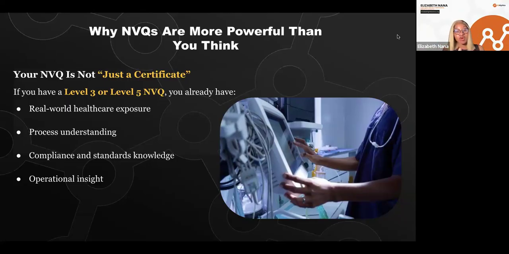Now, here is the key shift I want you to make here. We have a lot of technology teams in the tech sector that are struggling.